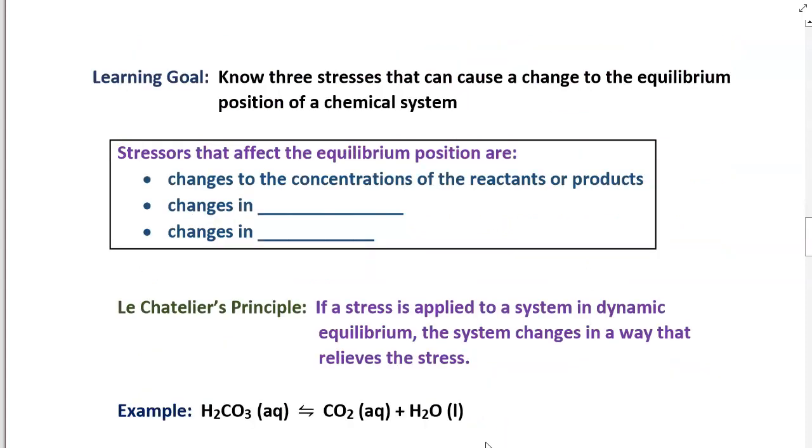Now the second learning goal. Know 3 stresses that can cause a change to the equilibrium position of a chemical system. 3 things that affect the equilibrium position are changing the concentration of the reactants or the products, changing the temperature, and changing the pressure.